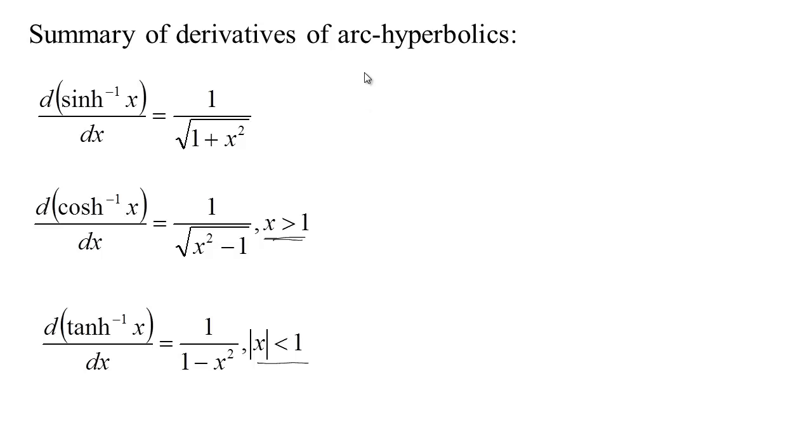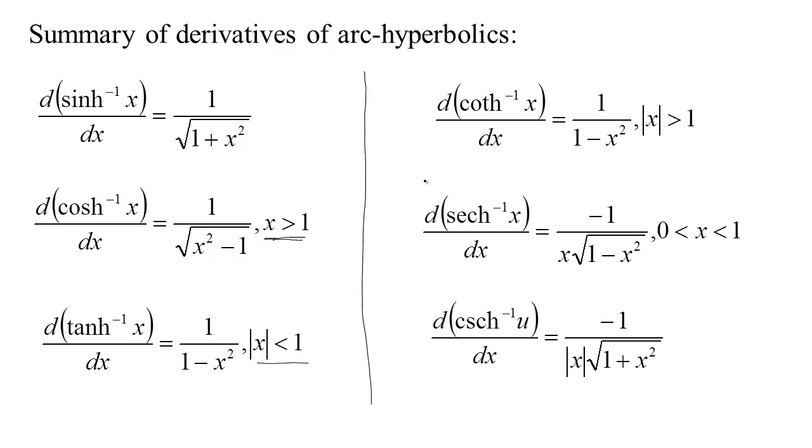If you follow a similar pattern, then you can see that the derivatives of the remaining 6 hyperbolics are these values. So you might try and see if you could actually produce those results by working with those, kind of following what we did in these cases.